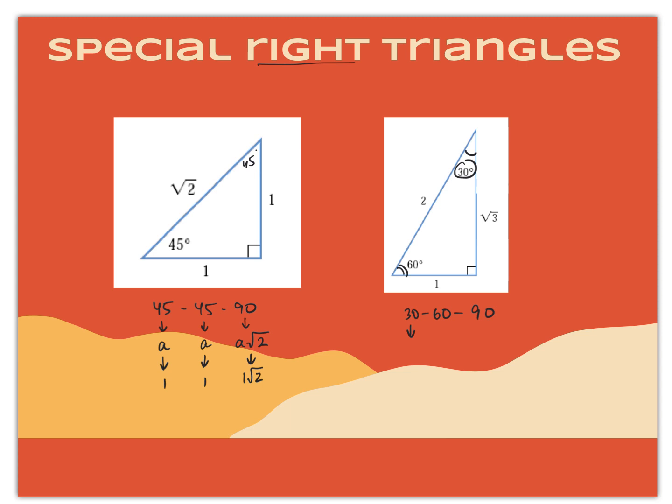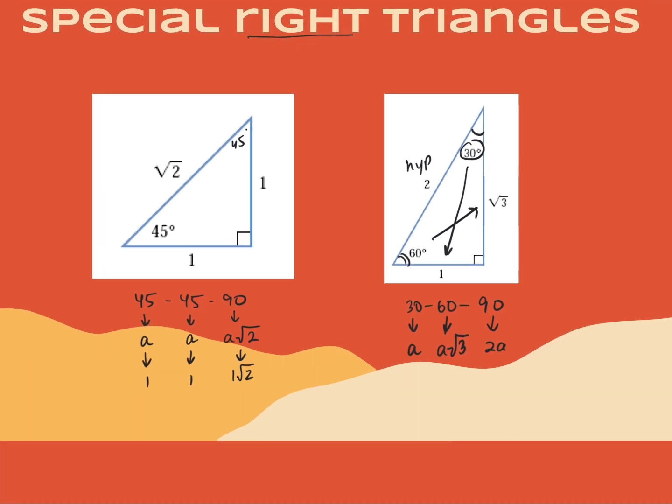The 30 is the smallest angle, and we taught that the side opposite it is always A. The side opposite the 60-degree angle is always A times the square root of 3, and the side opposite the 90, or the hypotenuse, is always 2A. Okay, so this is kind of how we taught it. So again, if you were in my class back then, you would have A radical 3, and 2A would be how you would do it.